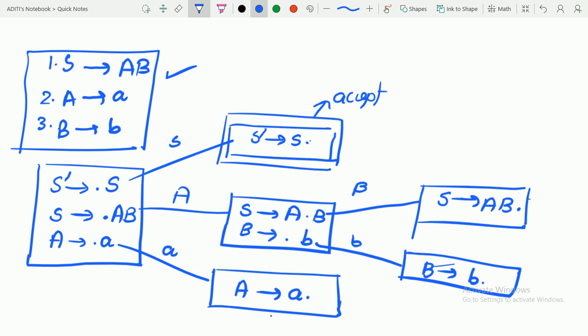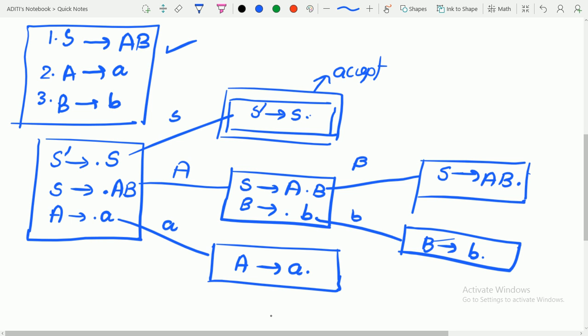This part we already discussed in the previous video also, so this particular case is the same. Shift operations will be the same, and goto table entries will also be the same, but the reduce action will be different, and the reduce action will be based on the follow of the LHS non-terminal.